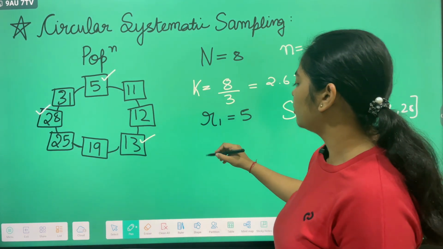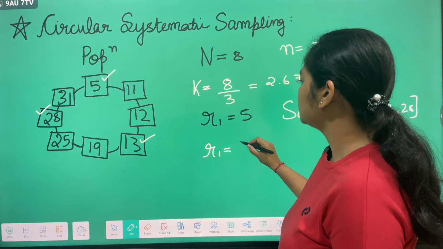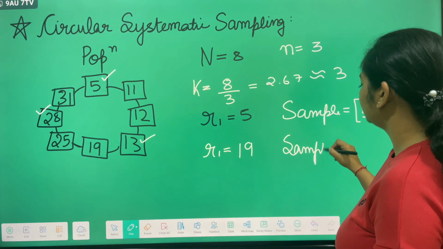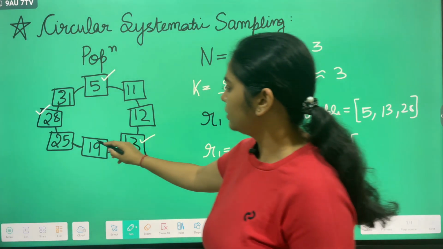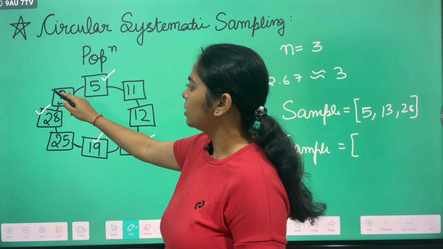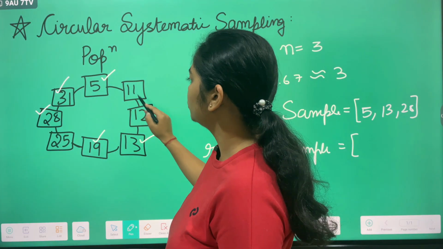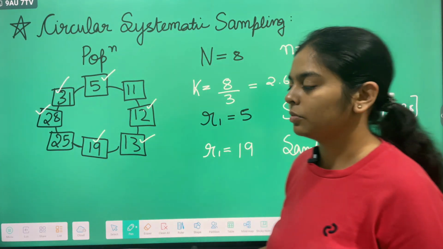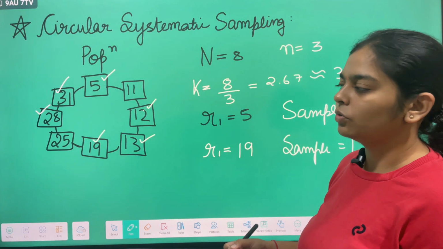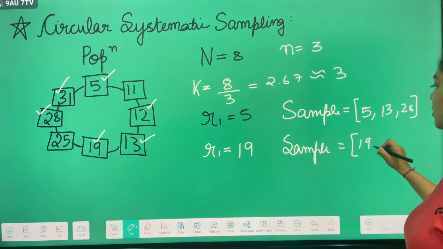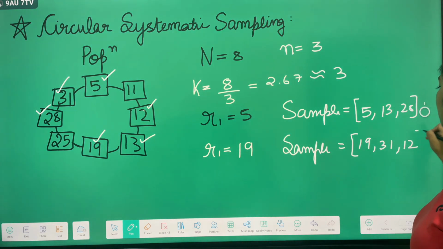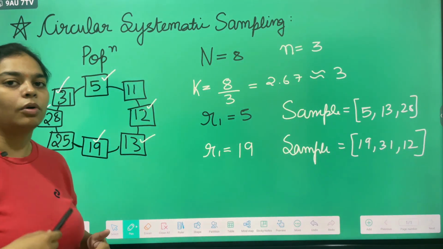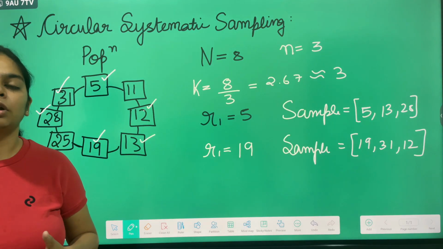Suppose now my R1 is 19. So my sample would be: first one is 19, then 1, 2, 3, 31, then 1, 2, 3, 12. Now we are going back again to the starting of the population, so as to complete our total number of samples. So it will be 19, 31, and 12. This is circular systematic sampling, in which we can start all over again in order to complete our number of samples condition.